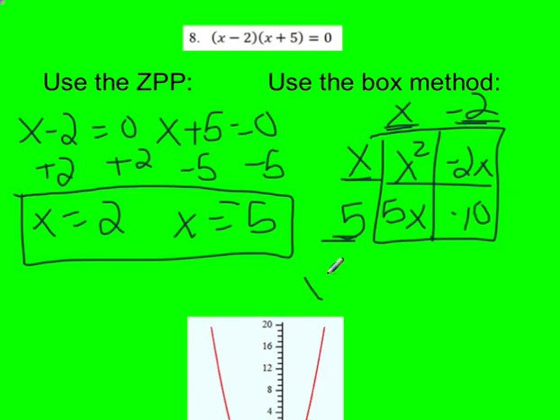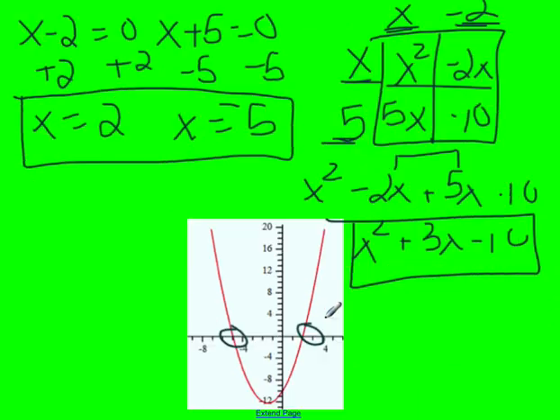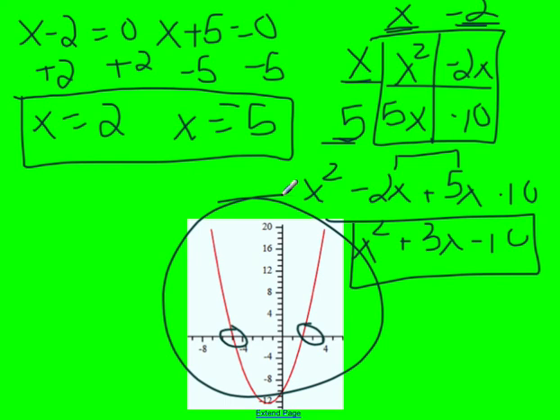So, writing this out, we have x squared minus 2x plus 5x minus 10. Then we're going to combine our like terms. So we have x squared. Negative 2x plus 5x is 3x. And then minus 10. So this right here is the quadratic that's being graphed right here.